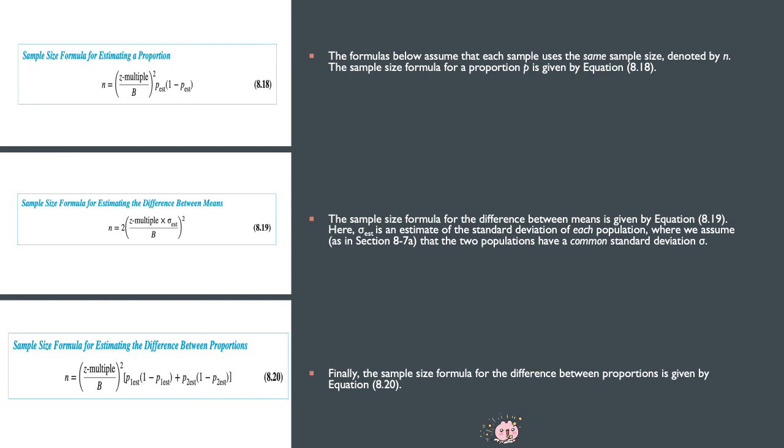The sample size formula for a proportion p is given by equation 8.18. The sample size formula for the difference between means is given by equation 8.19. Here, sigma estimate is an estimate of the standard deviation of each population, where we assume that the two populations have a common standard deviation sigma. Finally, the sample size formula for the difference between proportions is given by equation 8.20.